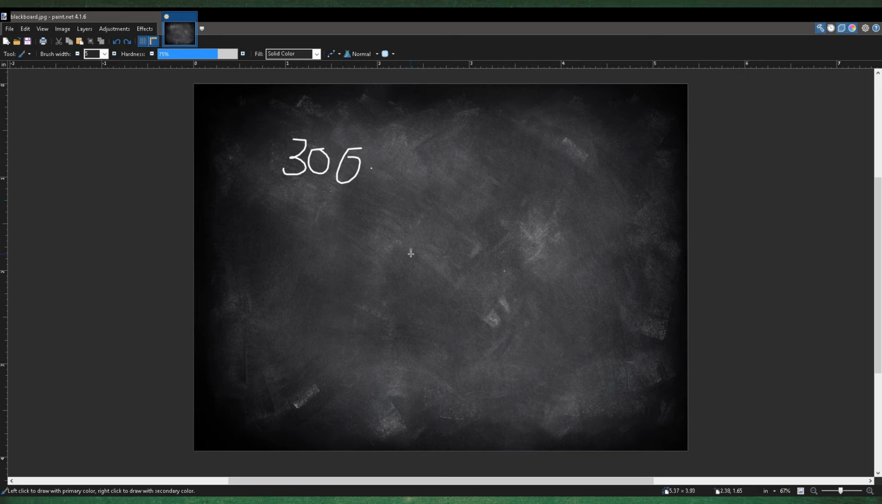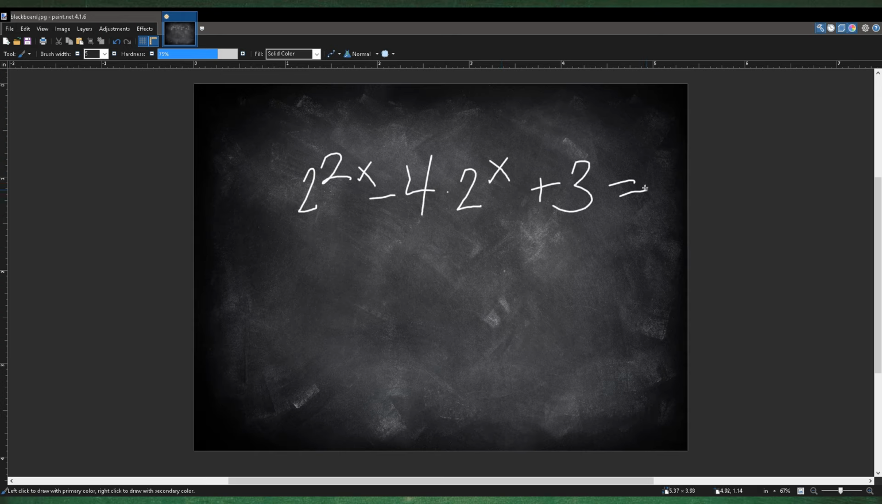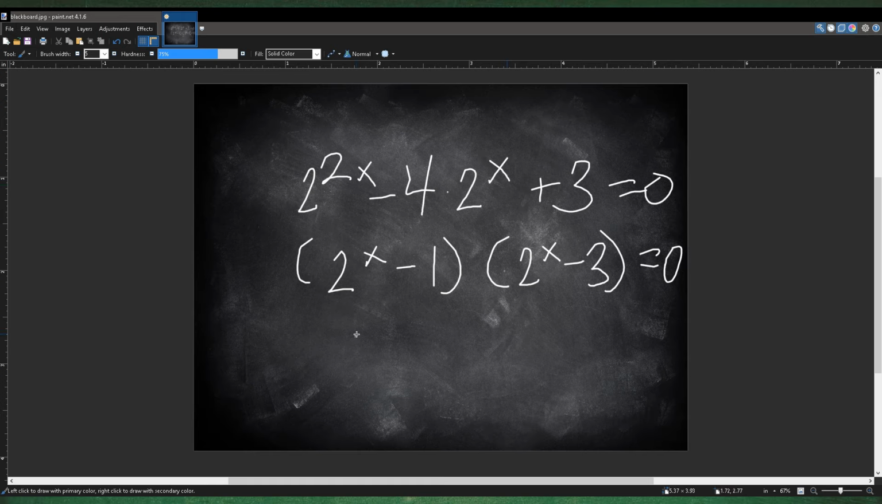So that's basically how you do logs. That's basically the general case for all logs. Now if you want to do the special case for the exponent, let's say 2 to the x minus 4x, 4 times 2 to the x plus 3, and you want to solve for the zeros, you have 2 to the power of x minus 1 times 2 to the x minus 3 equals 0. So 2 to the x is equal to 1, and 2 to the x is equal to 3.